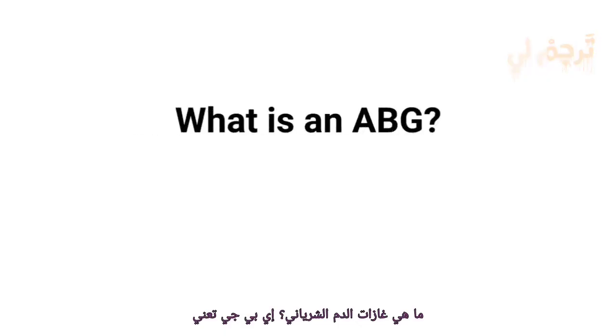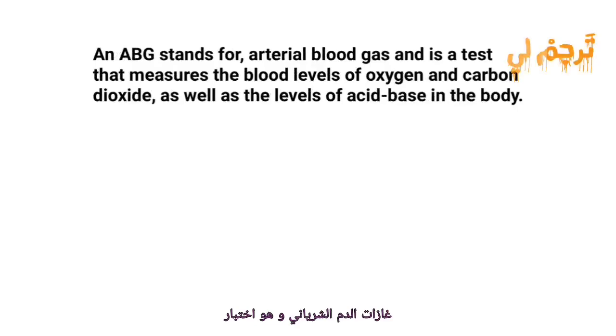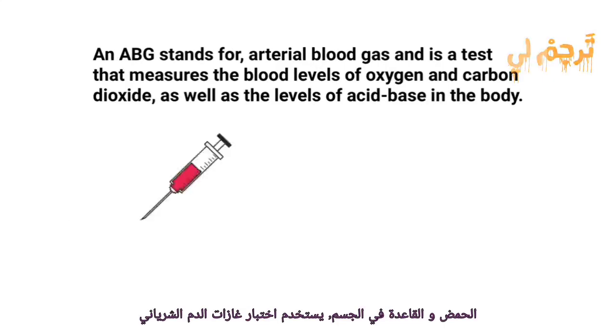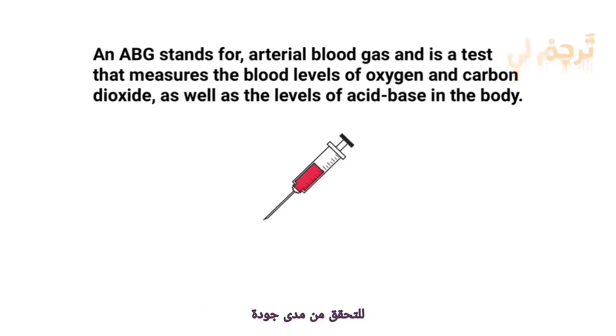What is an ABG? An ABG stands for arterial blood gas and is a test that measures the blood levels of oxygen and carbon dioxide as well as the levels of acid-base in the body. An ABG test is used to check how well the lungs are moving oxygen into different body parts and how efficiently they are able to eliminate carbon dioxide.